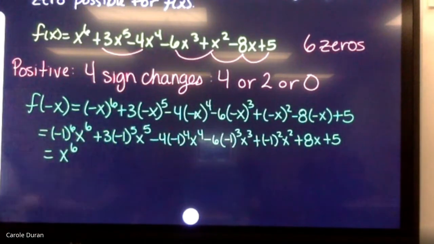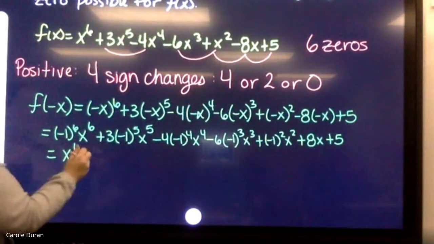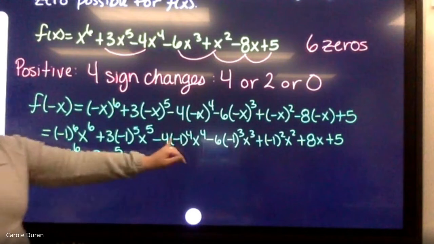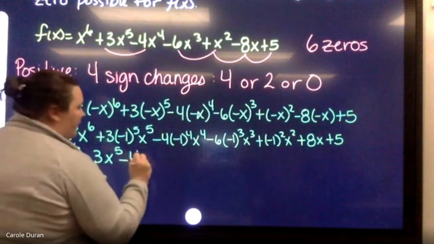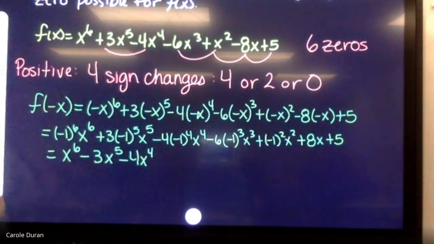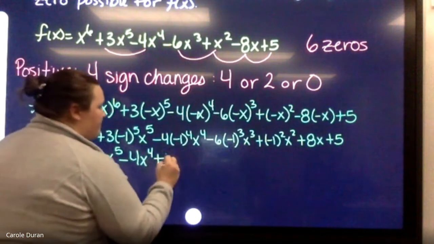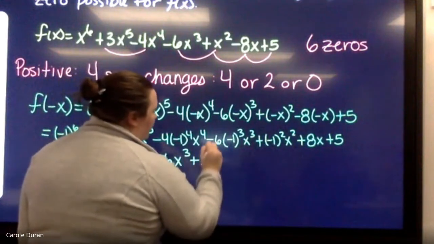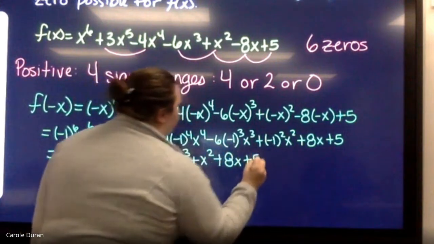So then what's going to happen to that negative 1 to the 5th power? It's going to be negative. Negative 1 times 3 is a negative 3, and then I tack on the x to the 5th. Then I take negative 1 to the 4th power, which is positive. Positive 1 times a negative 4 is a negative 4, and I keep the x to the 4th. And I just keep doing this, applying the negative where it stays. So negative 1 cubed is negative 1 times a negative 6 is a positive 6. And the x cubed stays. Negative 1 squared goes positive. Positive 1 times x squared is just x squared. Then I have the plus 8x and the plus 5.